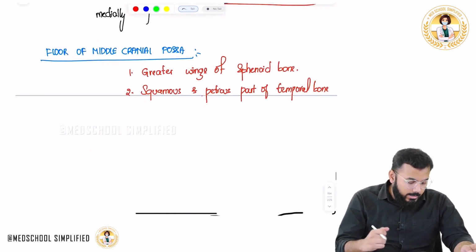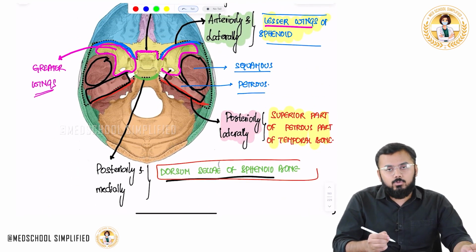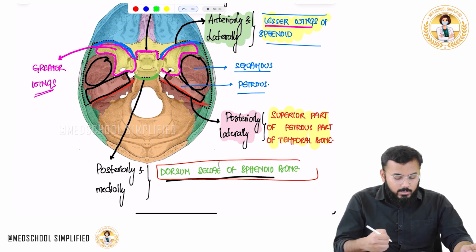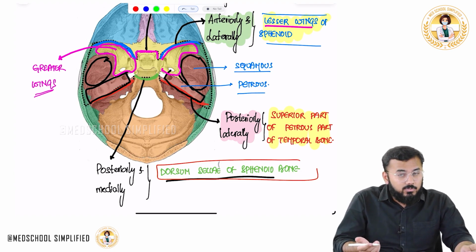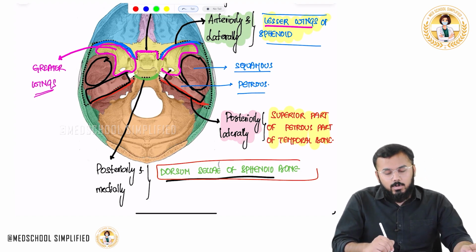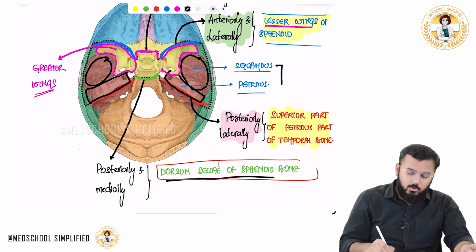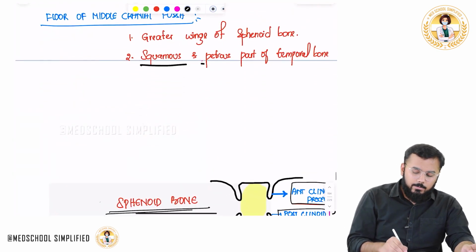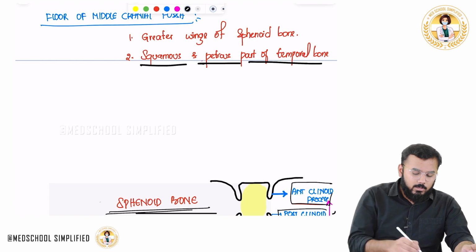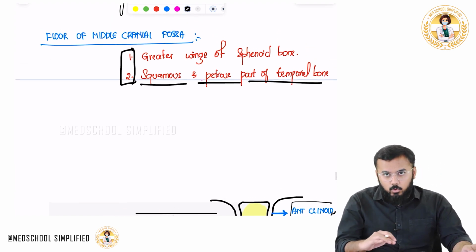Next, the floor consists of how many bones? This yellow colored one is the sphenoid bone. Specifically, the greater wing or the lesser wing of the sphenoid? The greater wing of the sphenoid. Next, this red colored one together is called the temporal bone. The temporal bone has two parts, squamous and petrous. So these are the two structures that form the middle cranial fossa floor.